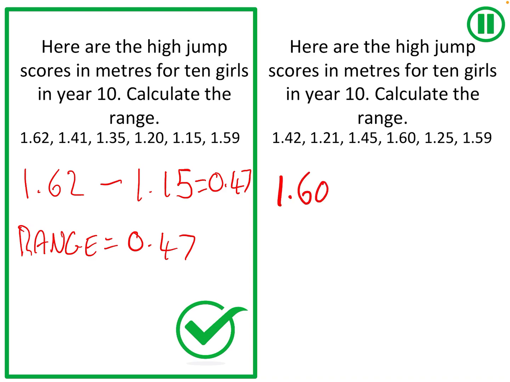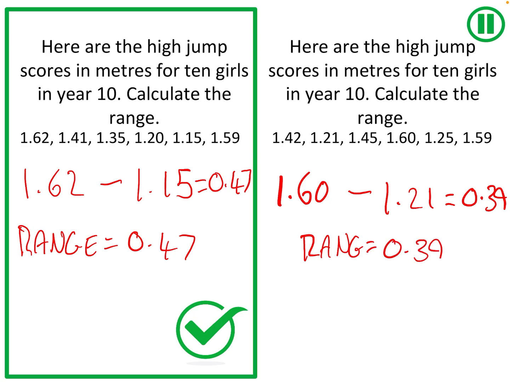1.60, this is the largest, and now we're going to find the smallest, so we can subtract. So we've got 1.21, and actually 1.21 is my smallest value, so 1.21, and we're now going to subtract, and that would give us 0.39. So therefore my range is equal to 0.39.